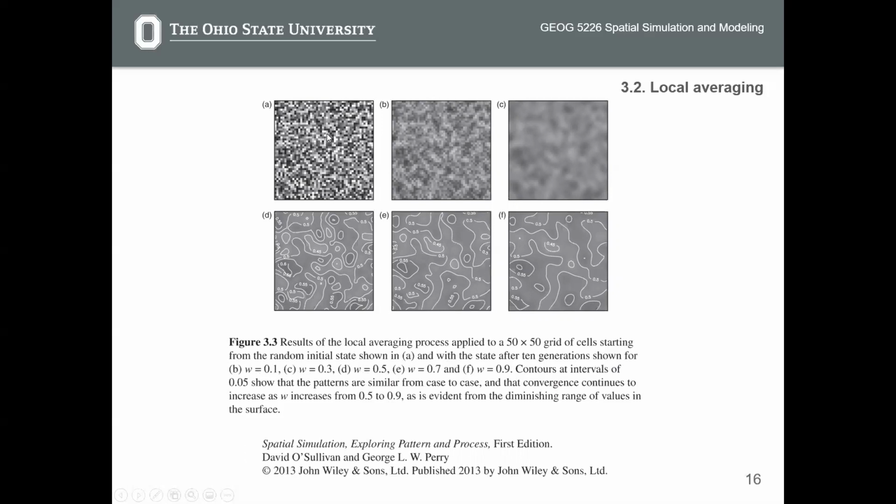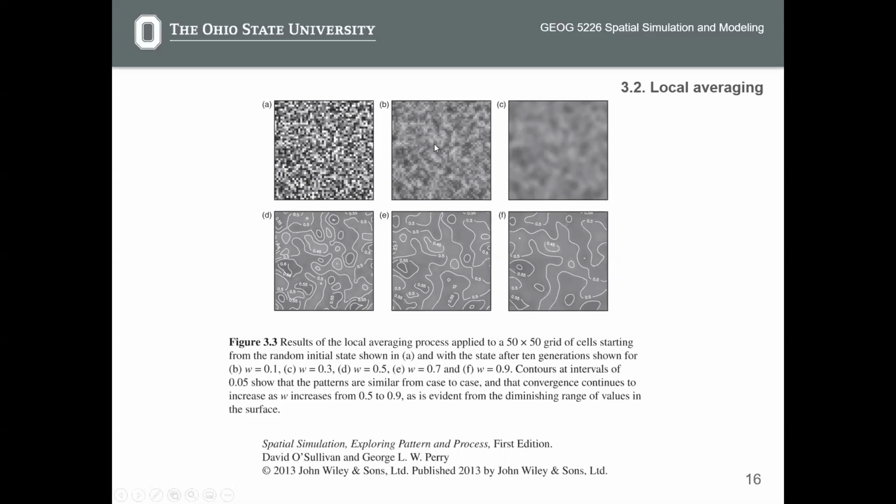A is the initial situation, and after 10 generations, it could be B, C, D, E, or F. The only difference is that different W values were applied to different simulations. For B, W only equals 0.1. For F, it's 0.9. It's very heavy. After 10 generations, if W was 0.1, this is the case. If W was 0.9, this is the case. If you compare B and F, obviously you can still see differences.